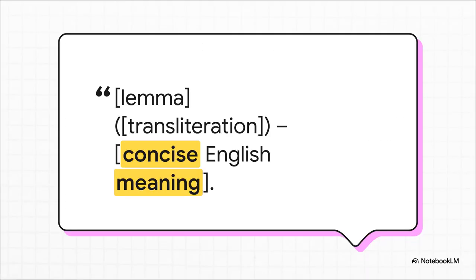And this is basically what the output looks like. For every important word, the AI has to give you this exact format. You get the lemma, which is just the dictionary form of the word, right? Then a transliteration, so you can sound it out, and a quick, simple English meaning.